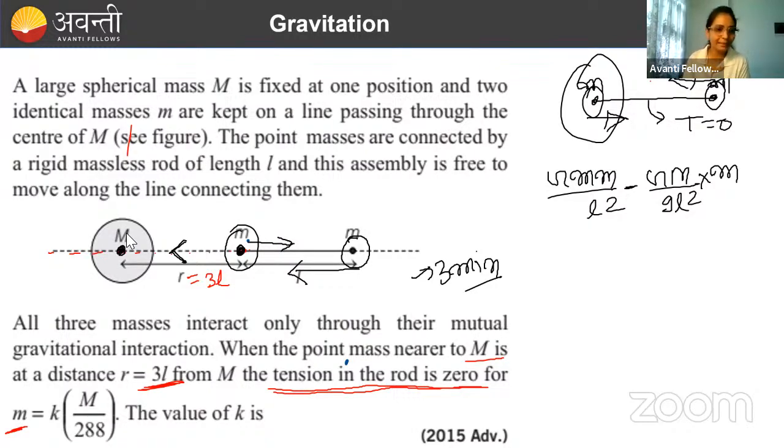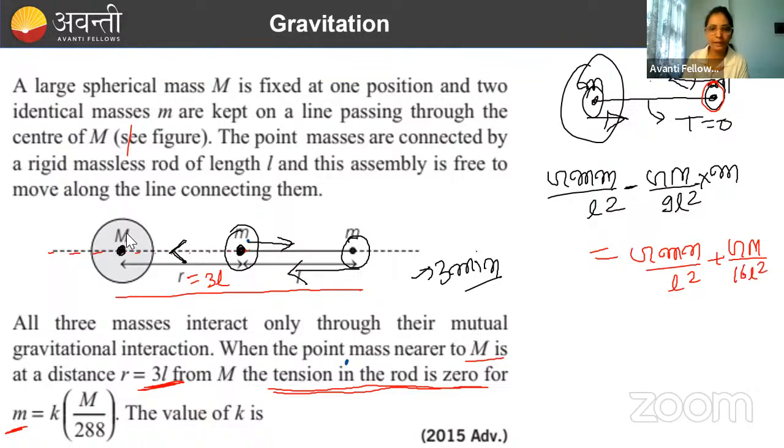Now let us write this force, the net force on this small mass m. It will be equal to Gmm by L square plus G, how much distance is it having from here? 3L plus L, that is 4L. So GM by 16L square into m. These two must be equal, right? For tension to be zero. Only you needed to solve it, nothing else. So now you solve it. Gmm by L square, it got cancelled, right?